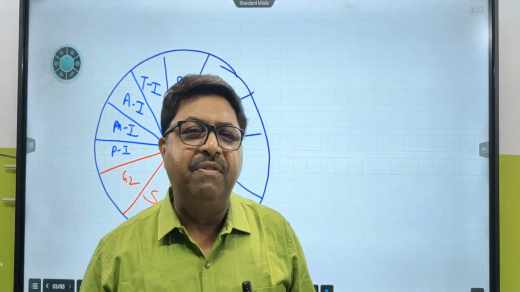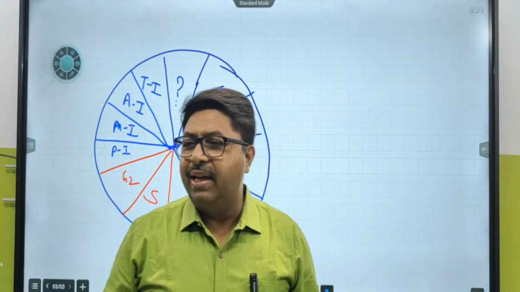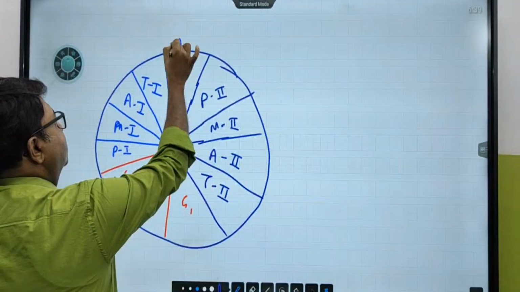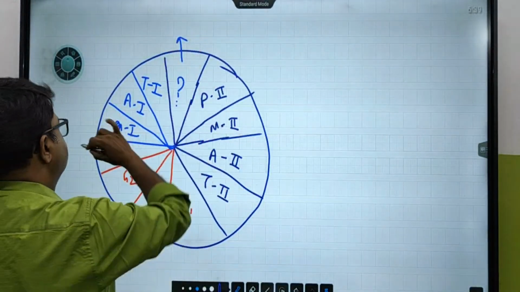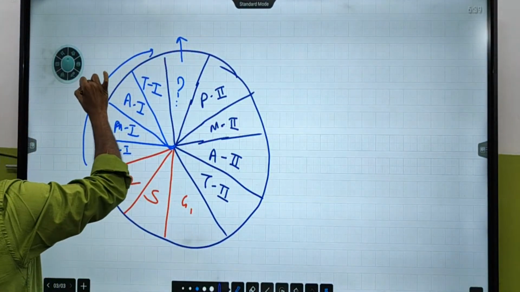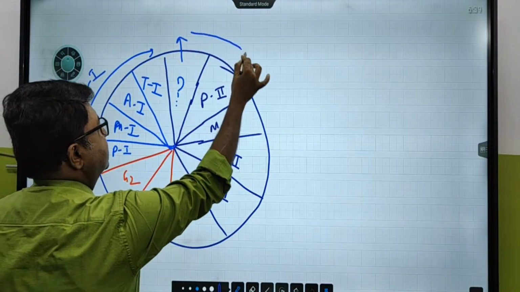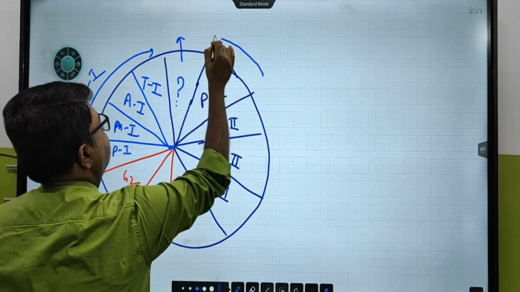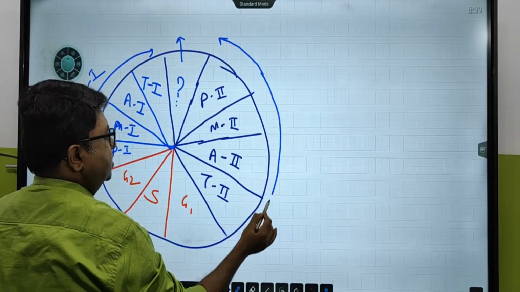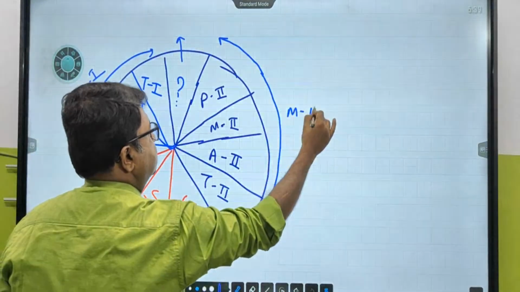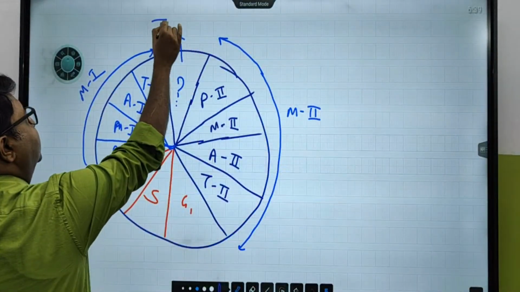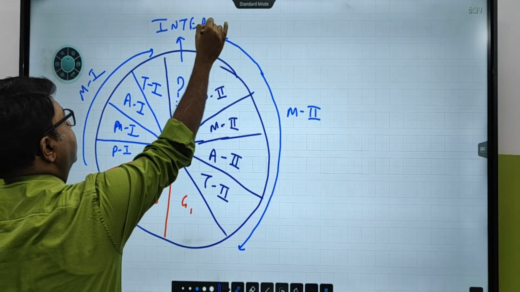And this gap between meiosis 1 and meiosis 2 is interkinesis. The gap between meiosis 1 and meiosis 2, this is meiosis 1, and from this to this is meiosis 2. And this is called interkinesis.